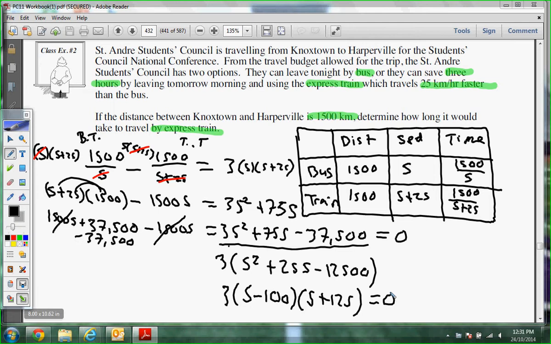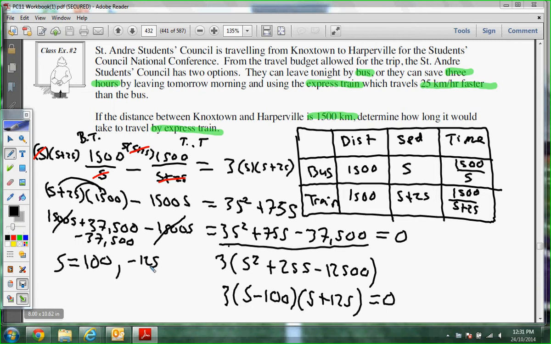Okay, so if I use my zero property, what are my answers here? What's this one? What makes a negative 100 positive or 0? A positive 100, and then what makes the plus 125 0? Negative 125. So my options are 100 or negative 125. Are they both answers, one an answer, or none an answer? This is where you have to do that number 5. Are your answers logical? What is S, guys?